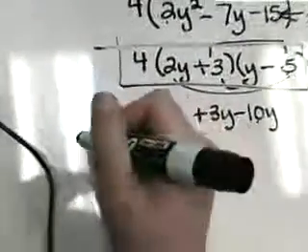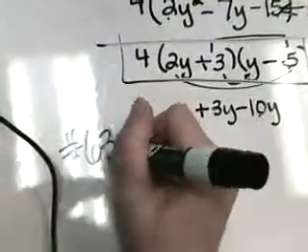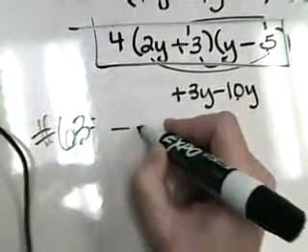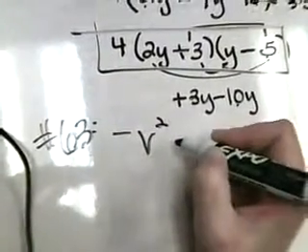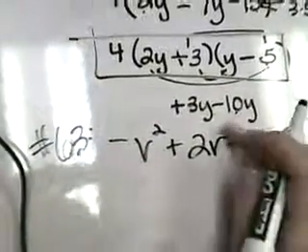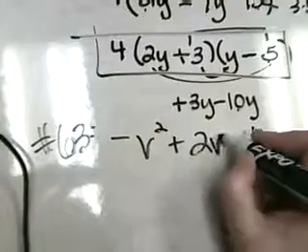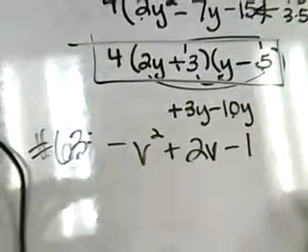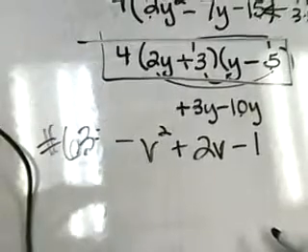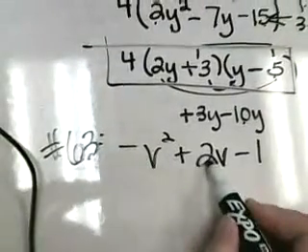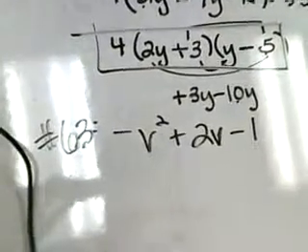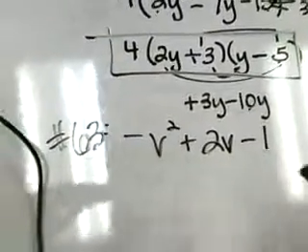Okay, last one, number 63. 63 says negative v squared plus 2v minus 1. Sorry, that looked like an R. Can you take anything out of all 3 terms? This would be a negative 1, 2, and a negative 1. Technically, no. You're thinking, no, there's nothing I can take out besides 1, but here's my deal with this.